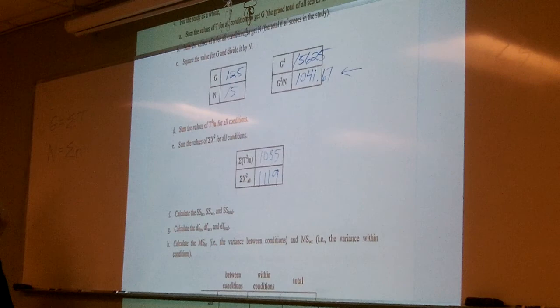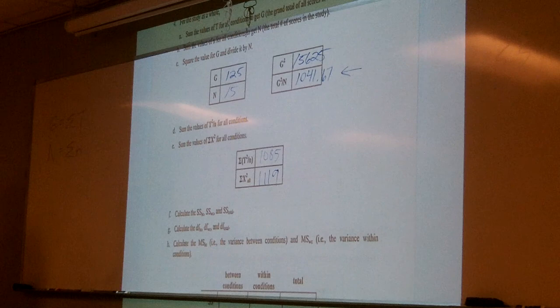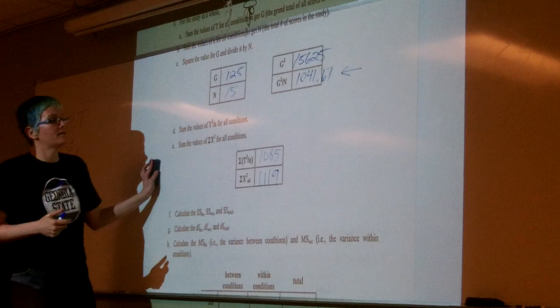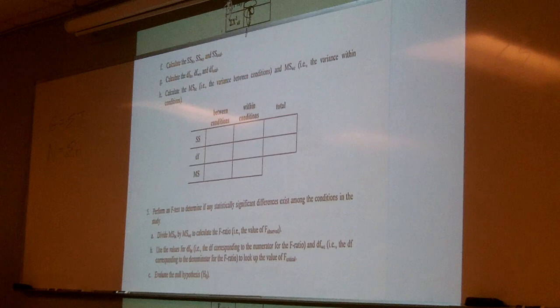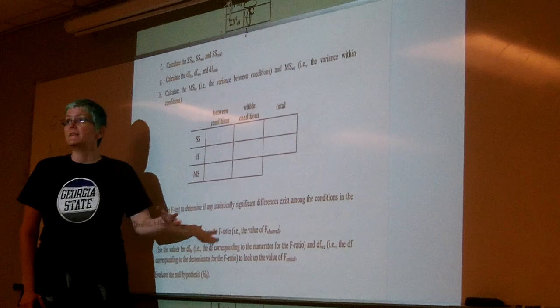So now, we're going to start calculating sums of squares and degrees of freedom that we need to do our ANOVA. Okay, so now we're combining more things together, mixing more ingredients. Here's the table for this. And the way I like to do it is I like to calculate sum of squares first, degrees of freedom next, and then mean square at the end.